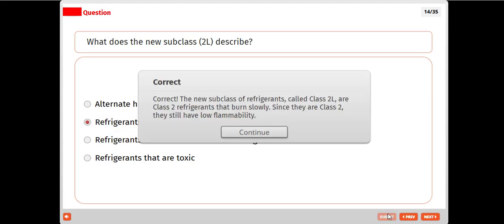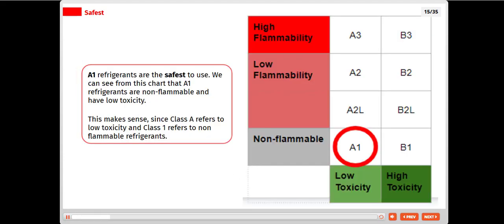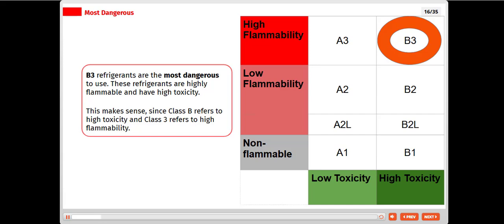A1 refrigerants are the safest to use. We can see from this chart that A1 refrigerants are non-flammable and have low toxicity. This makes sense, since Class A refers to low toxicity and Class 1 refers to non-flammable refrigerants. B3 refrigerants are the most dangerous to use. These refrigerants are highly flammable and have high toxicity. This makes sense, since Class B refers to high toxicity and Class 3 refers to high flammability.